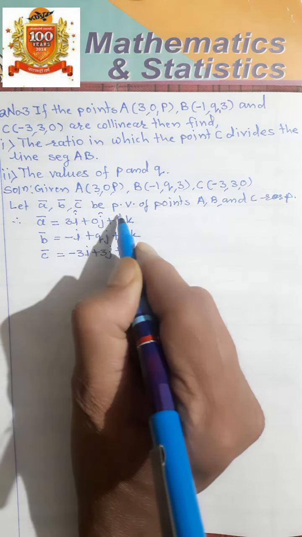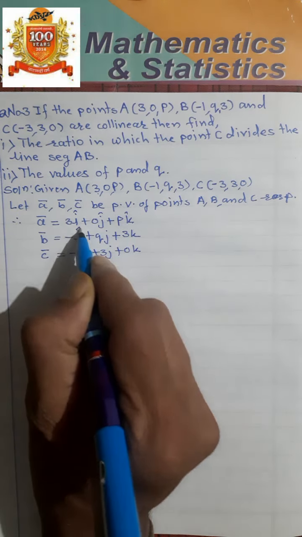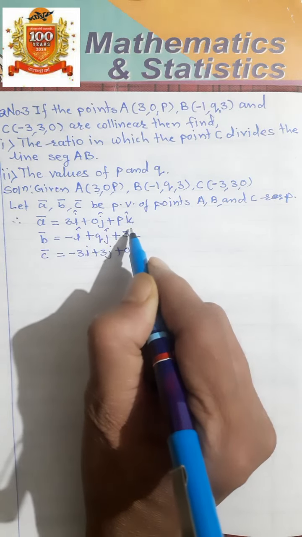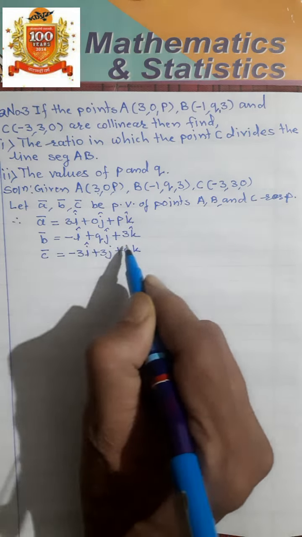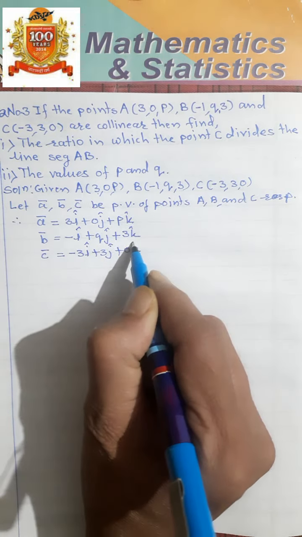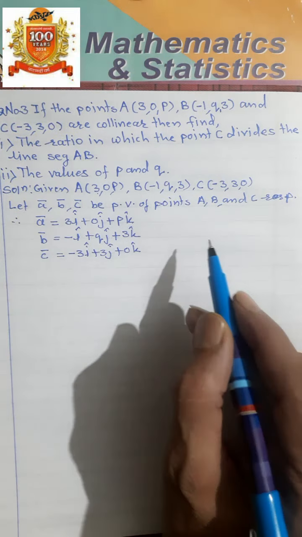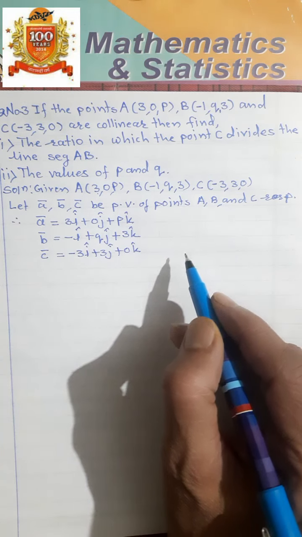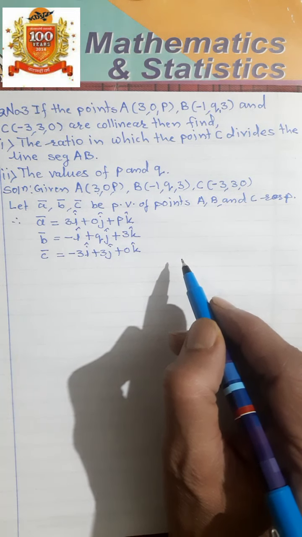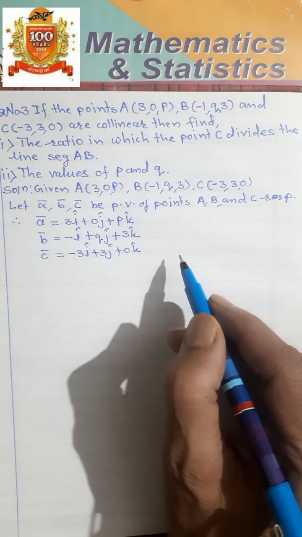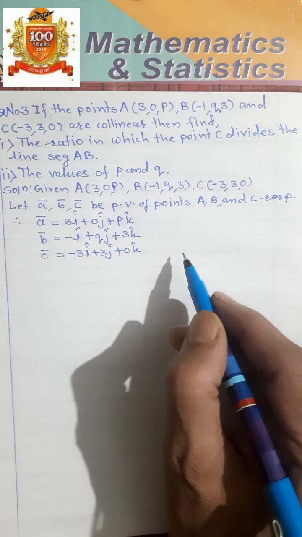Everywhere cap is required: i cap, j cap, k cap. Cap means here i, j, k are unit vectors along the axes X, Y and Z respectively. Keep in mind, cap is required everywhere, isn't it?